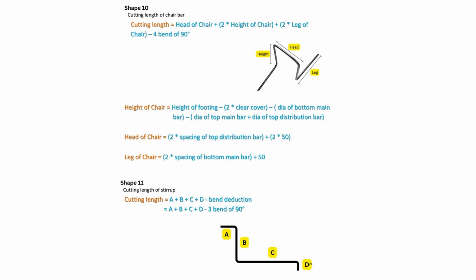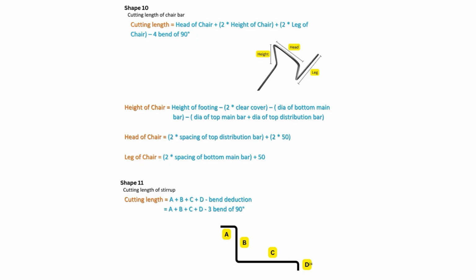Step by step. Height of chair equals total depth of footing minus 2 times clear cover minus diameter of bottom main bar minus diameter of top main bar. Plus distribution bar, head of chair equals 2 times spacing of top distribution bars plus 2 times 50 mm. Leg of chair equals 2 times spacing of bottom main bars plus 50 mm. Final formula. CL equals head plus 2 times height plus 2 times leg minus 8D. Note, D is the diameter of the chair bar used.